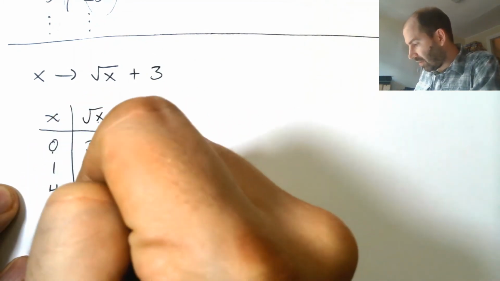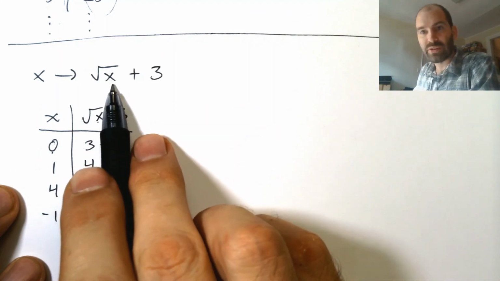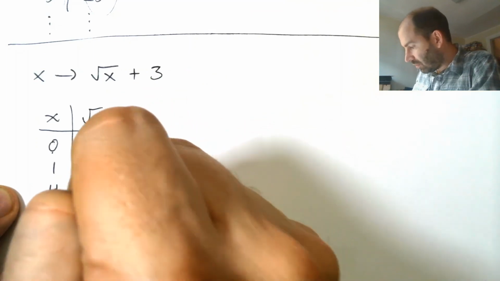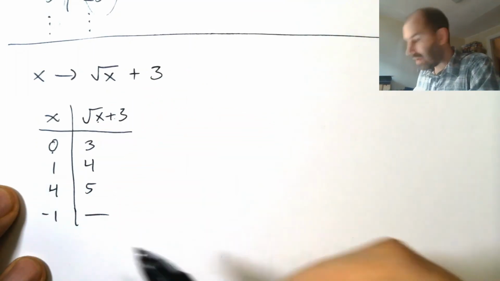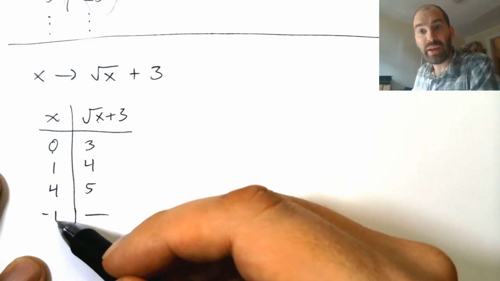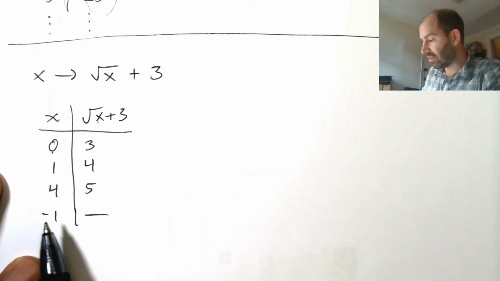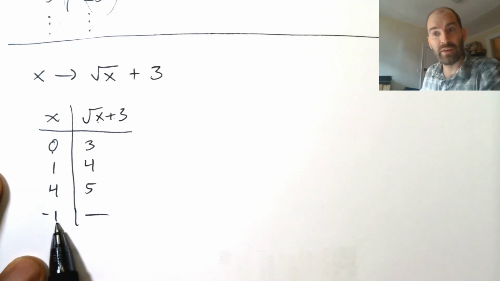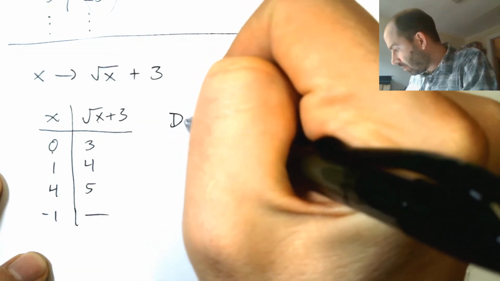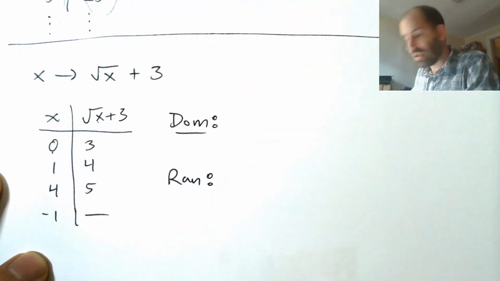What if I tried negative 1? Uh-oh. Can't take the square root of a negative number. Right? So, no answer here. So not every input has an output. So there's some things that aren't in our domain. So we can already see our domain's not going to be all real numbers because there are some numbers that don't work. Okay? So what would the domain be? And what would the range be?